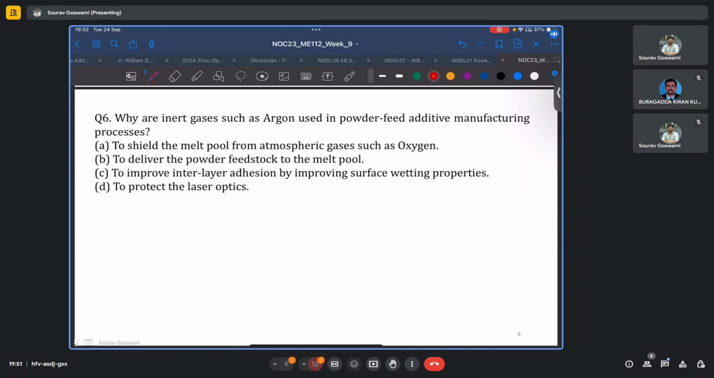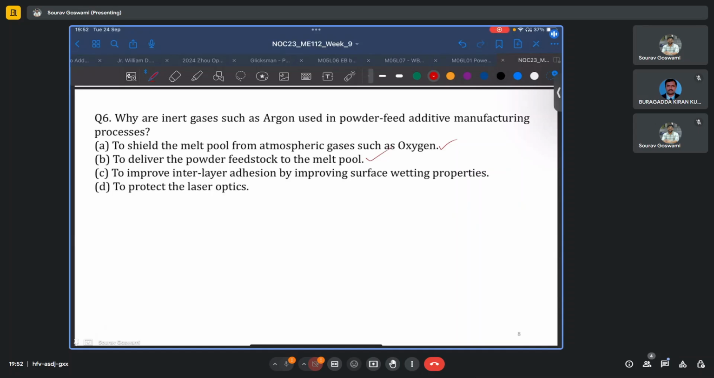Why are inert gases such as argon used in powder feed additive manufacturing processes? Is it to shield the melt pool from atmospheric gases such as oxygen, similar to welding? Yes, this is correct. Is it to deliver the powder feedstock to the melt pool? We discussed how these processes are blown powder type processes. That is, the powder will have to be carried into the melt pool by some carrier agent, and typically it will be your inert gas. So option B is also correct.